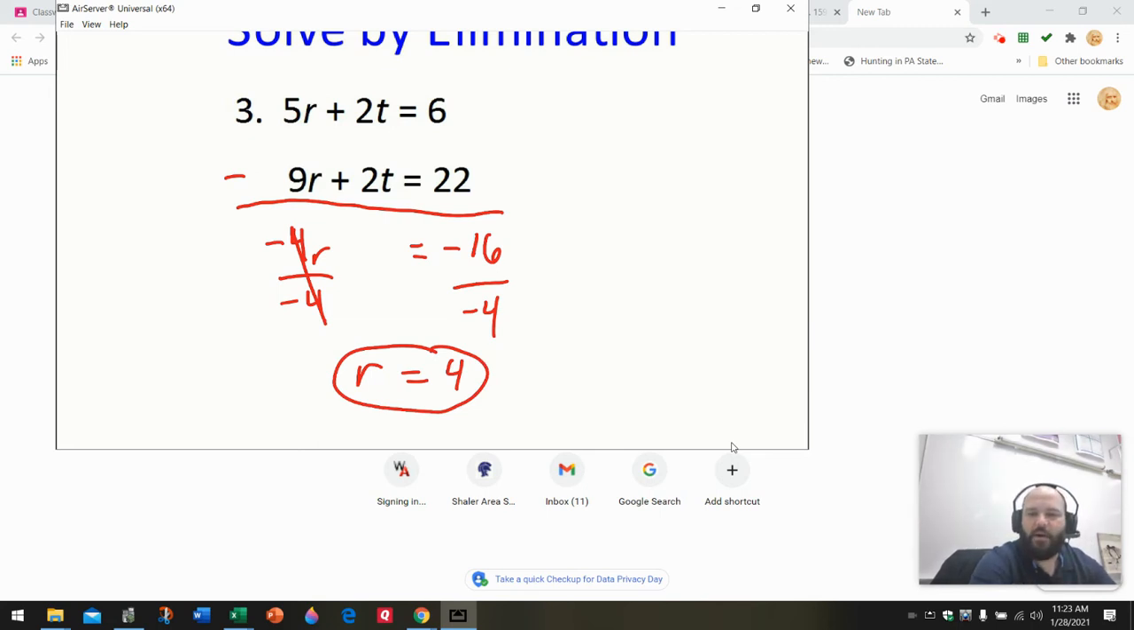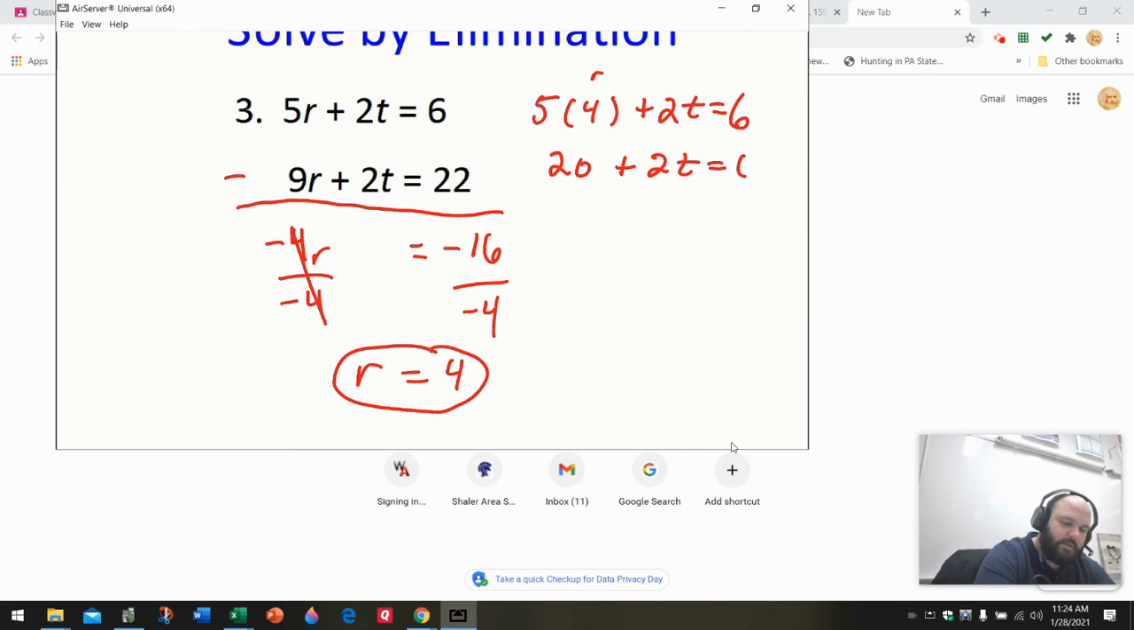Now, once we have the r value, we need to substitute it back in to either the first or the second equation. I'm going to use the first one just because it has a little bit of smaller numbers there. So you can see it's 5, and then we're going to put a 4 in for where the r was. The r was right there. We put a 4 in because we solved for r and got 4. So 5 times 4 is 20, plus 2t is equal to 6.